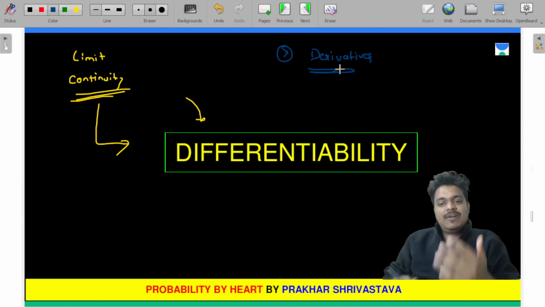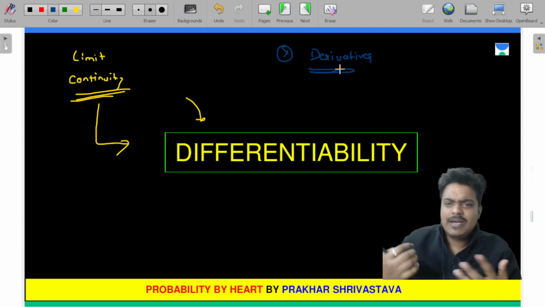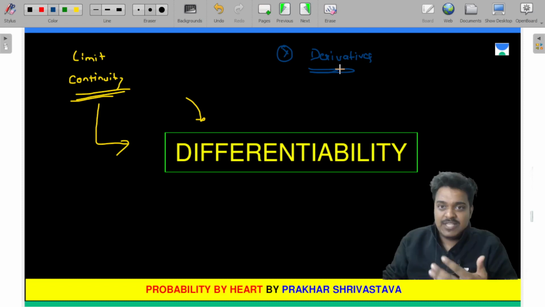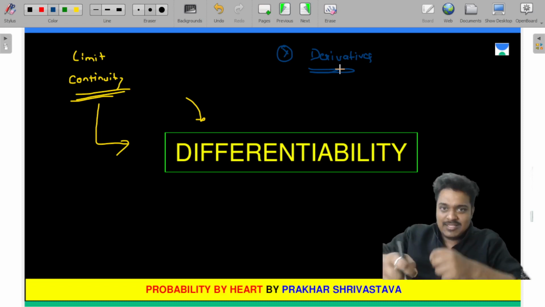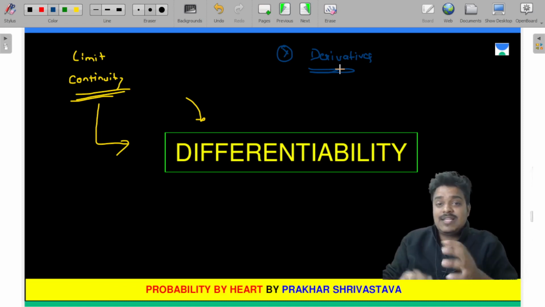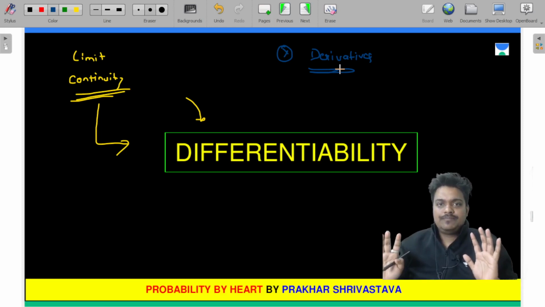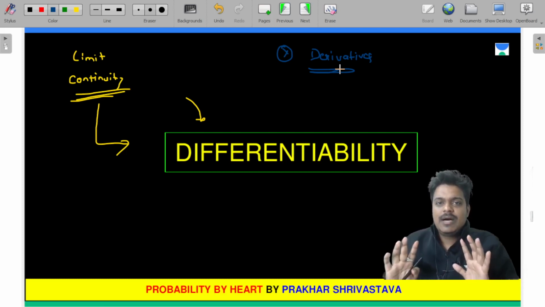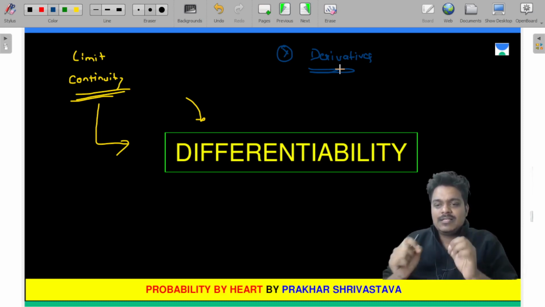After differentiability, we'll directly move to the Leibniz equation, chain rule, implicit functions, and how to solve different kinds of differentiation. But I'll not go into the basics of differentiation, like the differentiation of x to the power n is this and that. No, I'm not going to do that at all. I hope that I'm clear till this part.